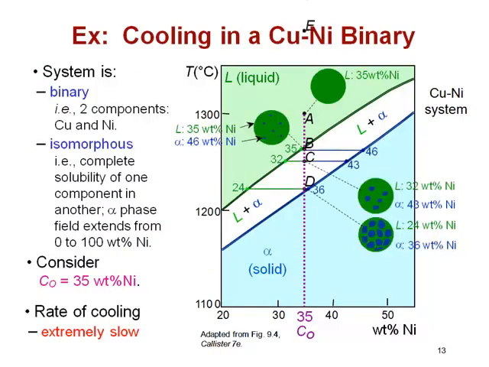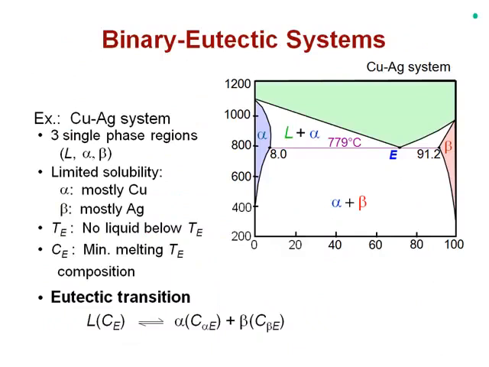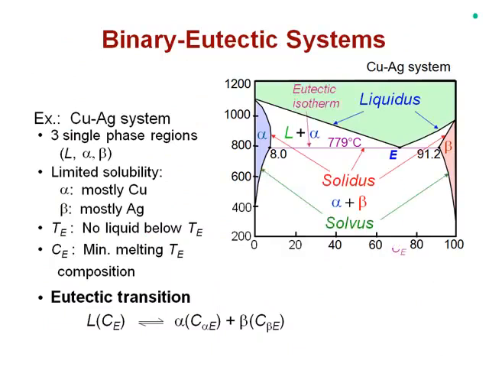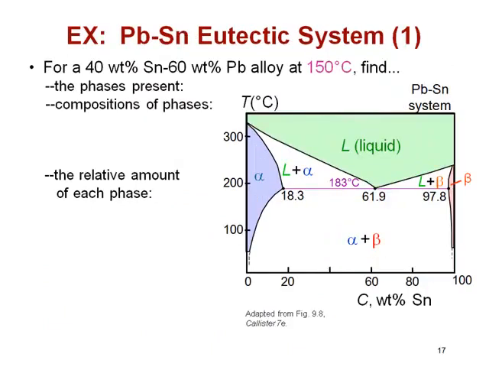Let's skip this. Okay, now let's do this problem. For a 40% tin and 60% lead alloy at 150 degrees. Look, composition is given, temperature is also given.